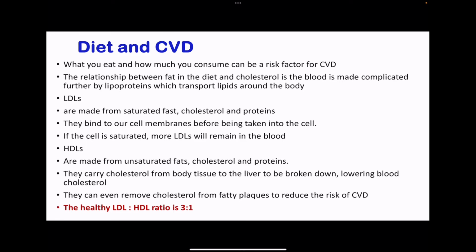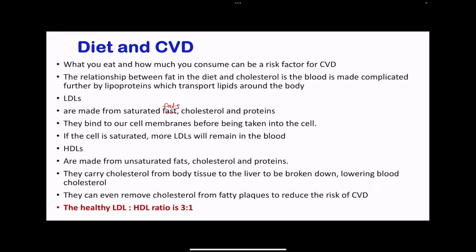However, when we look at this, we have to talk about the LDLs as well as HDLs. Low-density lipoproteins, or LDLs, are made from saturated fats. These should be fats as well as proteins. These bind on cell membranes before being taken into the cells. However, if the cell is saturated with cholesterol, more LDLs will remain in the blood, meaning they cannot be taken up by the cells, and this could build up in the blood vessels.